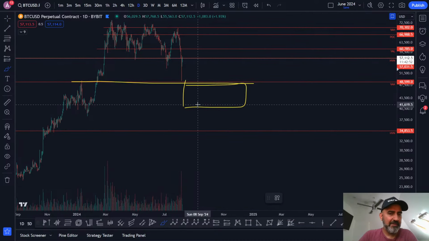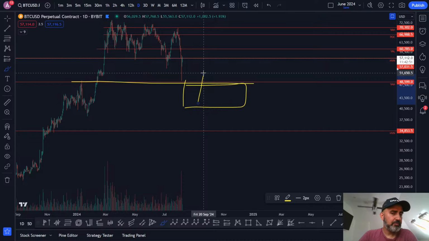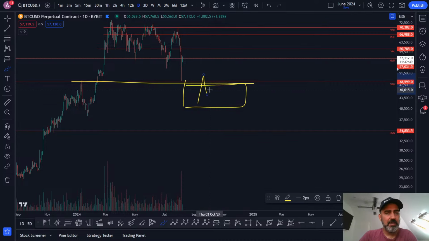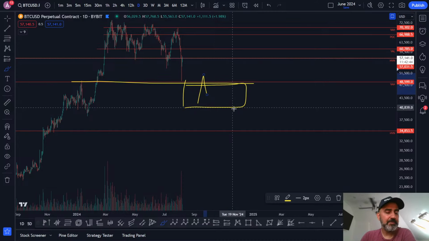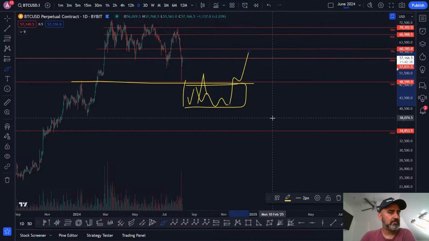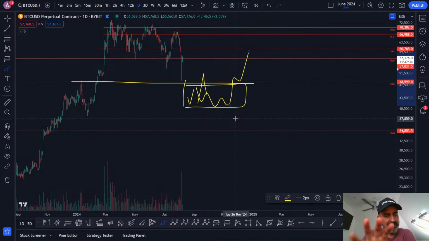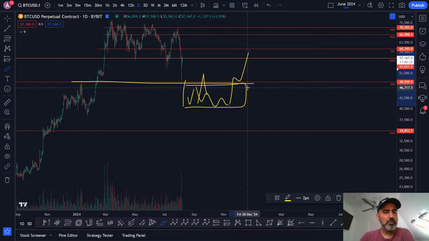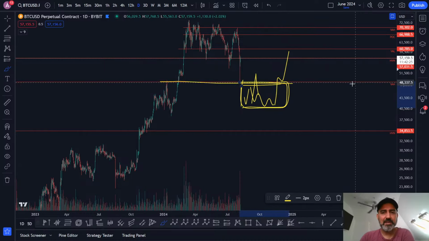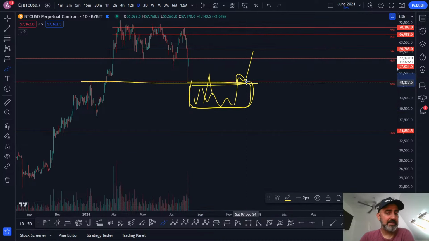With one kind of relief rally pre-election, end of September, beginning of October probably. But ultimately what's happening is you're just kind of ranging here until you finally break out of this Wyckoff accumulation. In this context, it'd be quite easy to see, because if you're ranging here, you just want to flip a key level like this value area high into support.